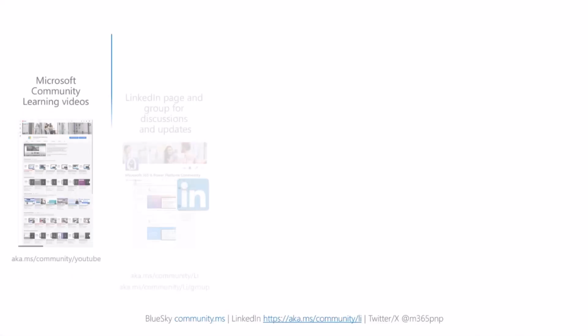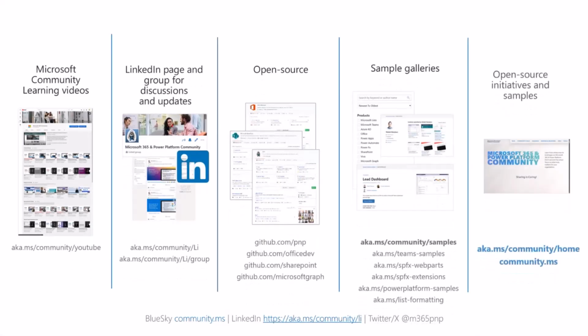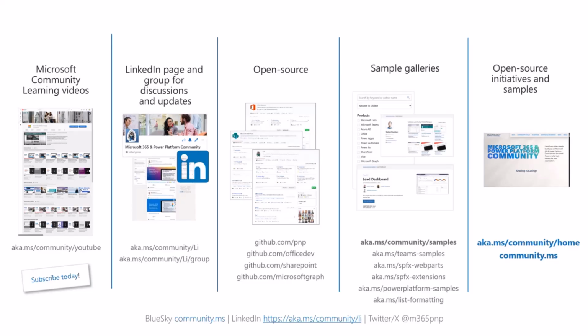Now, quick recap on all the different assets which we have available. First of all, YouTube channel, super important thing. We are actually publishing right now up to 2 videos every single day because we have so much material on the channel, which is a bit of an overwhelming amount of content, but we want to make sure that the videos and content which we are producing through these community calls and other means are getting delivered to you as well. So a lot of content over there across the different Microsoft 365 and Power Platform topics at aka.ms/community/youtube.